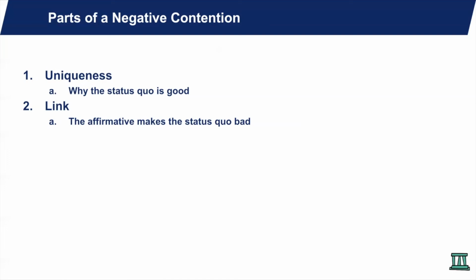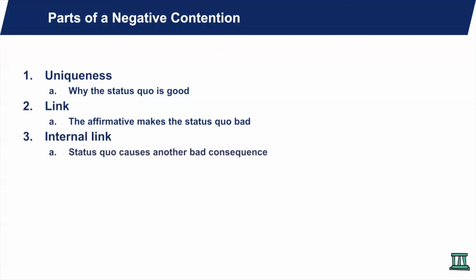But in order for you to make it even stronger, you need the third part, which is the internal link. How does the affirmative make the status quo bad, or how does it make it worse, and what does it cause in the long run? The internal link will also serve as a chain between the link and the impact, because it proves why the status quo causes another bad consequence.